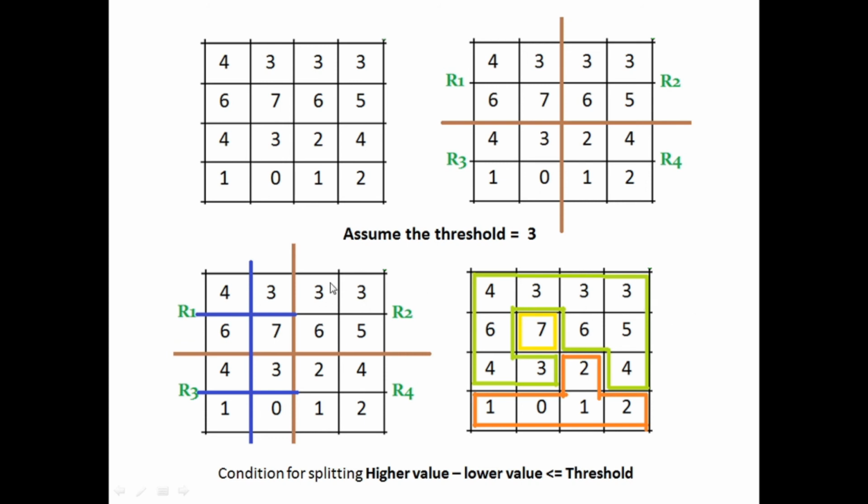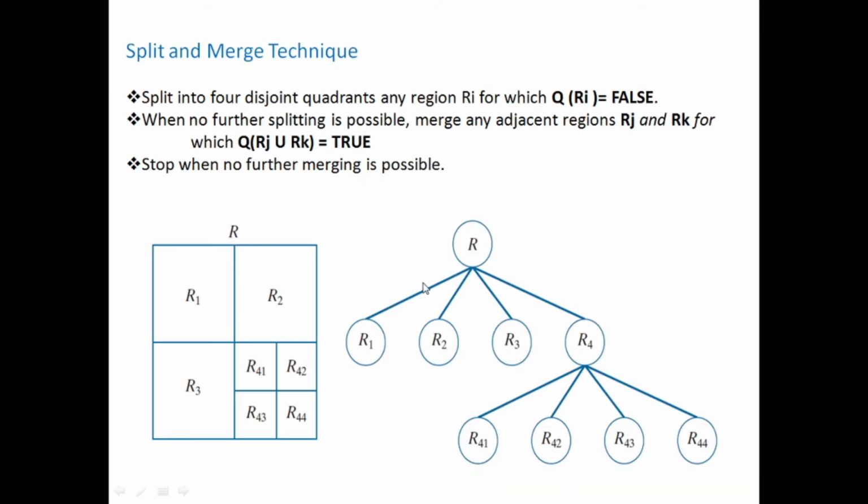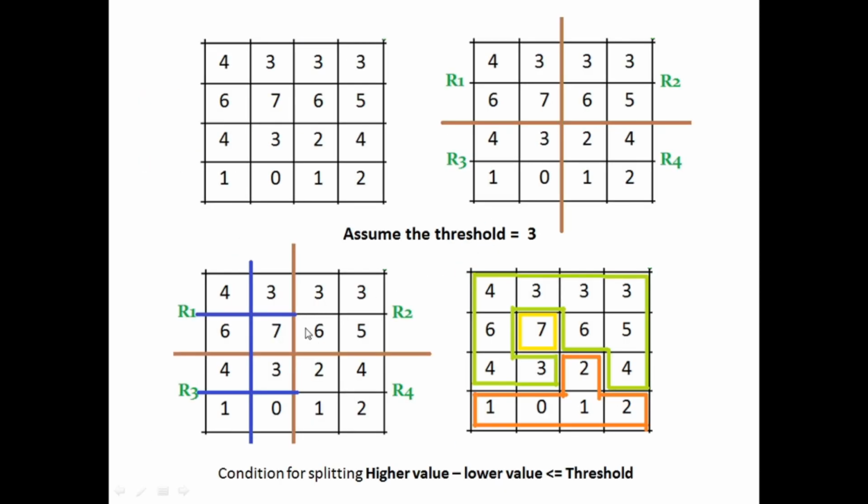So this is one region: 3, 3, 6 and 5. The maximum pixel value in this region is 6. I need to pick one more region, the neighboring region. Let it be 3. You can see here, maximum pixel value minus the pixel value from this region: 6 minus 3, how much is the difference? 3, which is less than or equal to 3. So it is true.